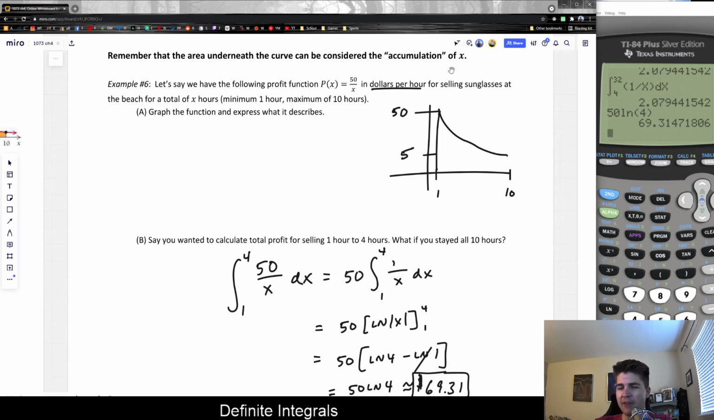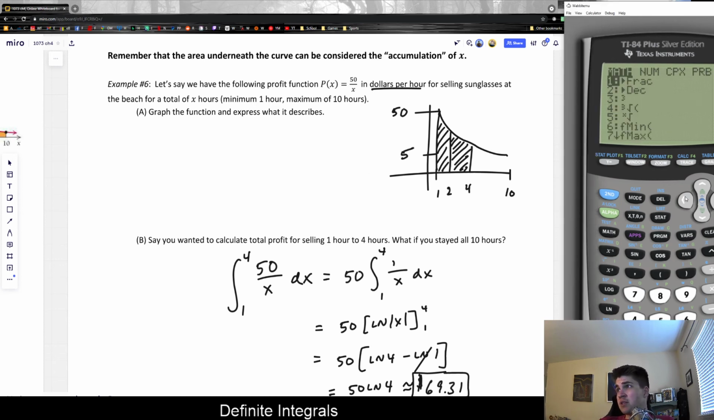It's like, after 1 hour was spent, we would have that much profit from selling, because the rate started at $50 an hour and it decayed very rapidly. And from 1 to 2 hours, that would be our profit in that window. But spending a total of 4 hours, what we can see as our profit is about $70. And I could ask myself, how long is it worth it to stay? What if I stayed for 10 hours?